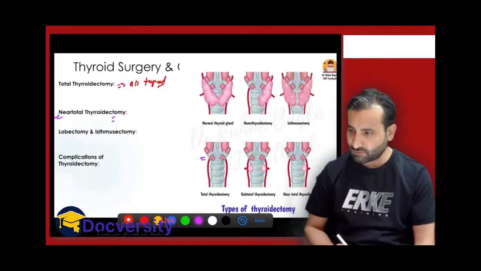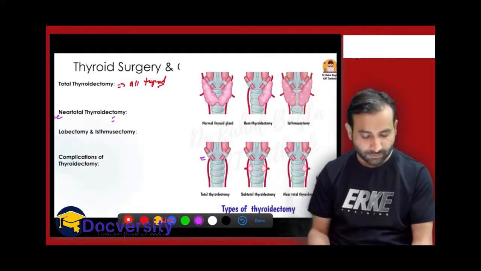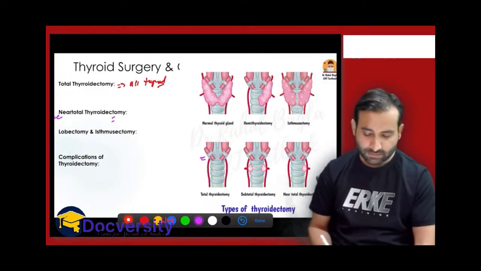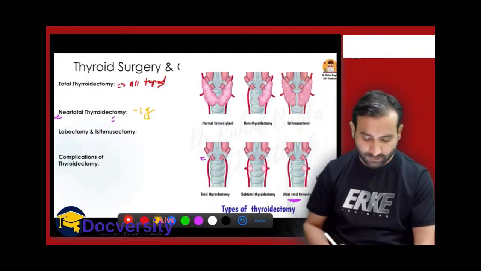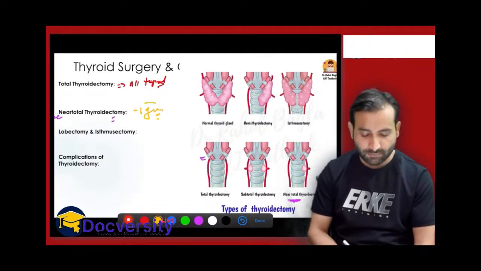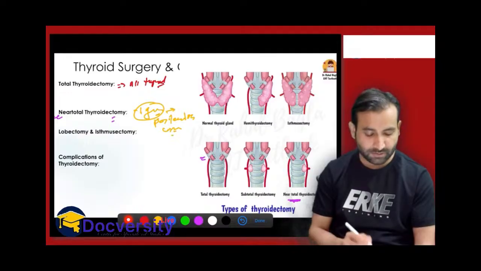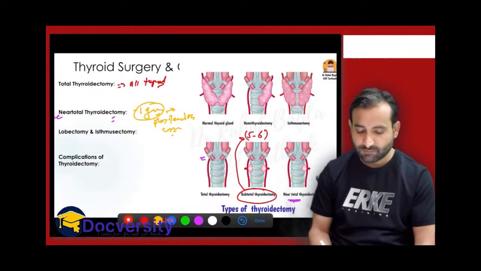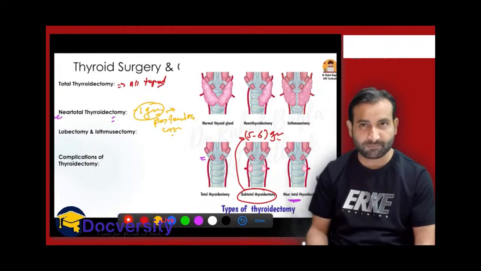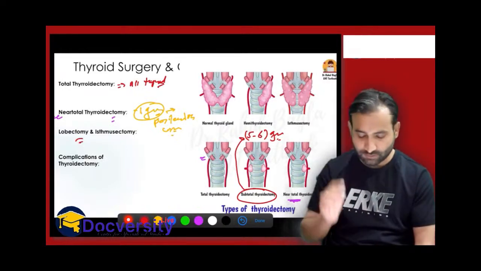In the near total thyroidectomy, what do we do? We remove almost all the tissues, but we leave nearly 1 gram of the thyroid tissue. The rest we all remove. This 1 gram, usually we leave in the posterior capsule. This is called the near total thyroidectomy. Another we have here is the subtotal thyroidectomy. In subtotal thyroidectomy, we remove the thyroid, but we leave about 5 to 6 gram of the thyroid. The total weight is 20 to 25 gram. We leave 5 to 6 gram. That is called the subtotal thyroidectomy.